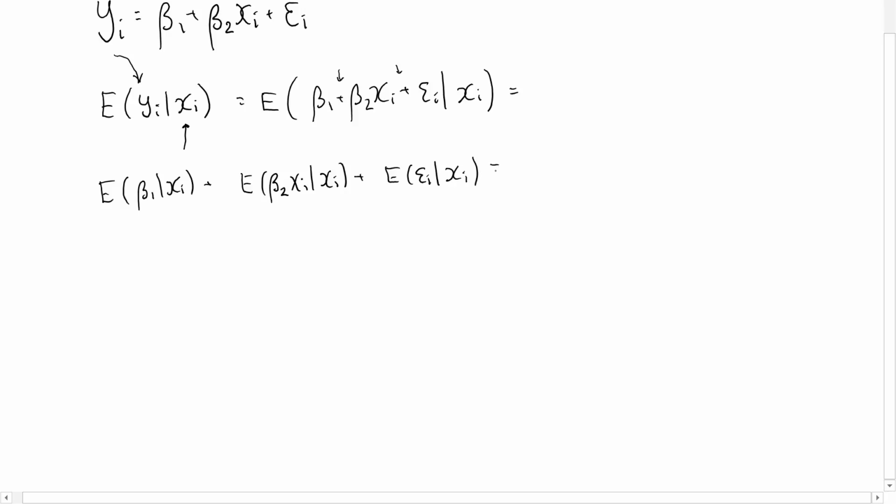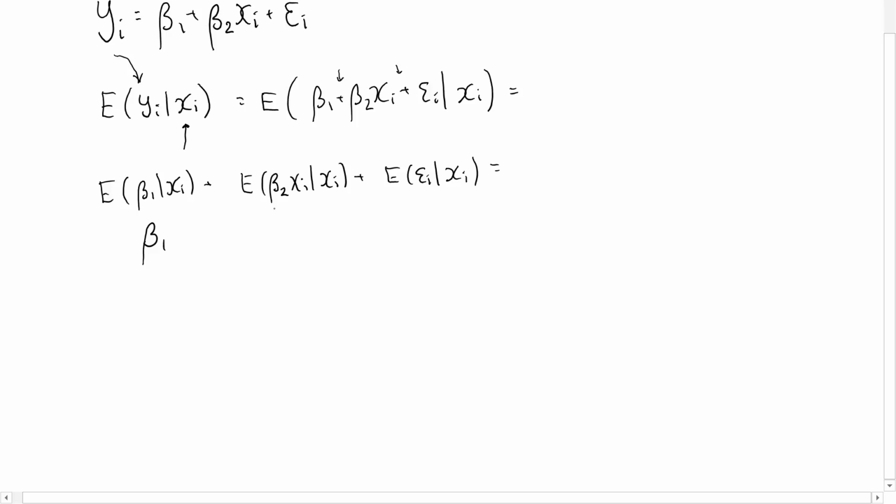For the first part, the expected value of beta 1 conditionally on xi, just remember that beta 1 is a parameter. Even though it's unknown, it's still just a constant. So knowing the number of hours a student has studied is not going to change that. The expected value of a constant is still just a constant, even though we condition on something. So it's going to be beta 1.